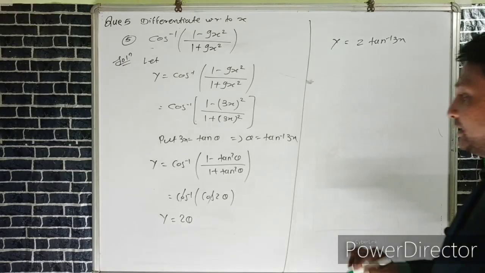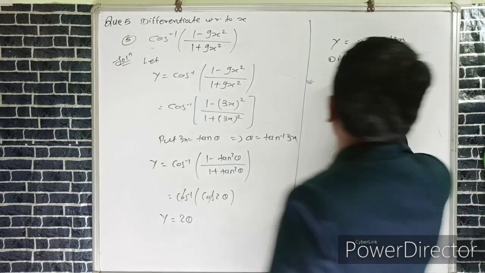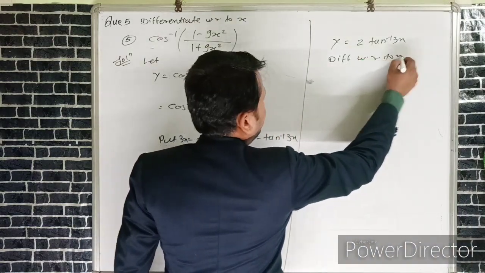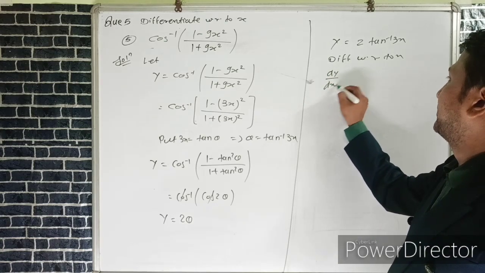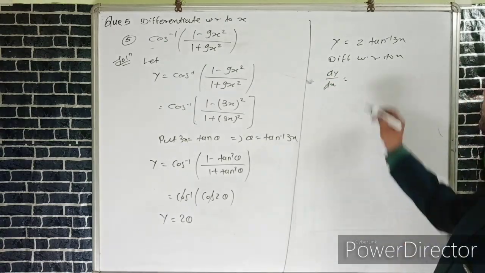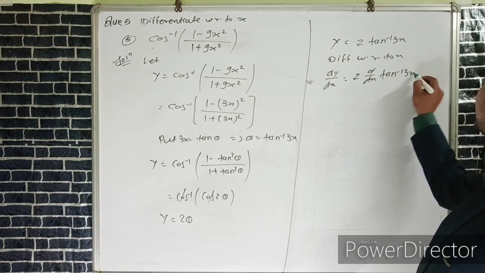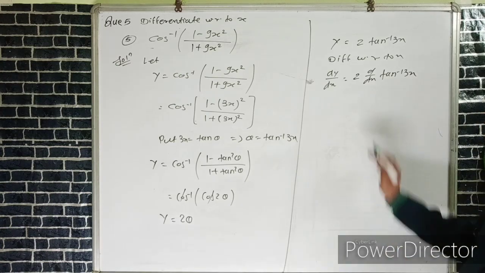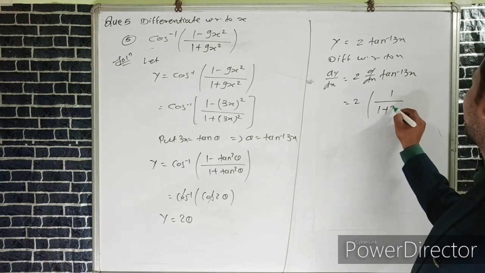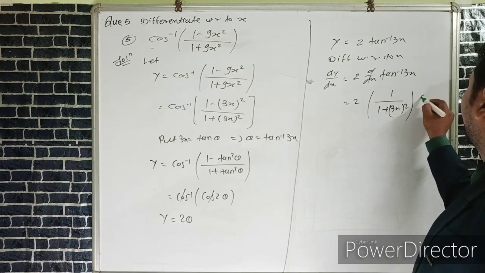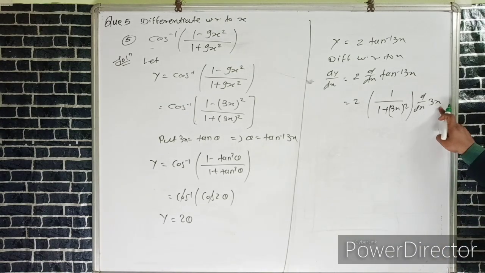Now we differentiate the given function with respect to x. If we differentiate with respect to x, then we can write the derivative of y, dy by dx. 2 is a constant, and we can write the derivative of tan inverse of 3x. We know that the derivative of tan inverse x is 1 upon 1 plus (3x) whole square, into again the derivative of 3x by using the chain rule. Here the derivative of 3x is 3.